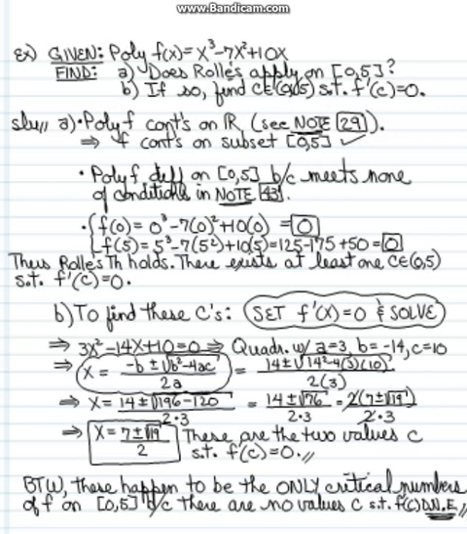But of course, that wasn't what this problem was about. This problem was about Rolle's theorem, making sure it applied, and finding the values that met the criterion that f prime of c is equal to 0.